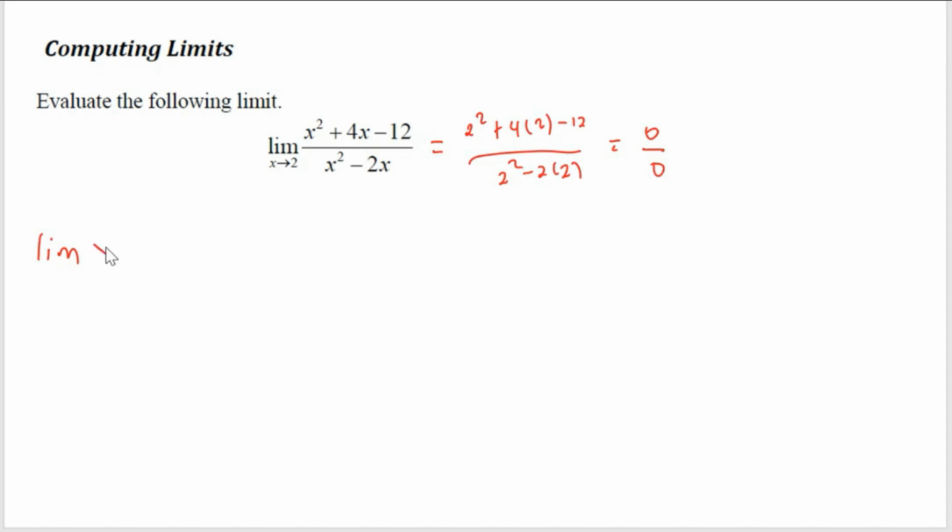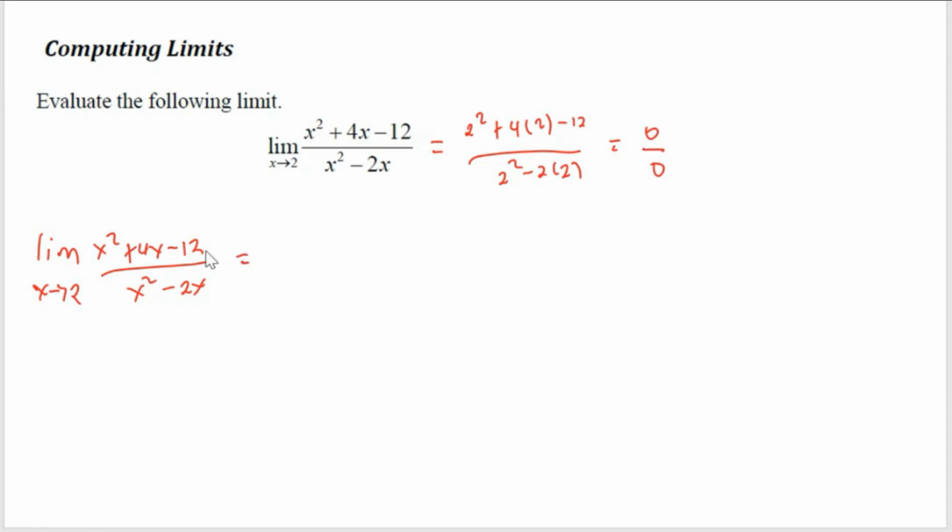So the limit now of x squared plus 4x minus 12 all over x squared minus 2x as x approaches 2. Okay, so this first solution is also needed because you cannot just simply continue finding the limits without knowing yet that the result is 0 over 0. So 0 over 0 means indeterminate. These are one of the forms of indeterminate.